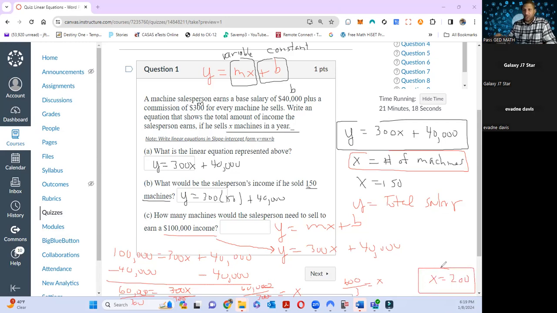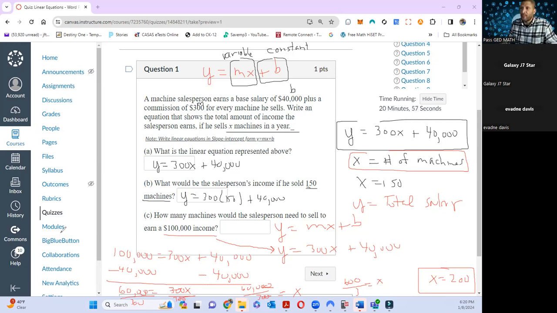So we would have to sell 200 machines to make 100,000. Now that makes sense. Why? Because we knew on B we sold 150 machines and we made what was it, 80,000? 85,000? 85. Yes. So right away we knew our answer had to be bigger than 150. So if they gave us multiple choice, we kind of would get the answer.